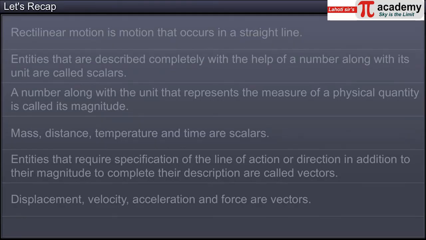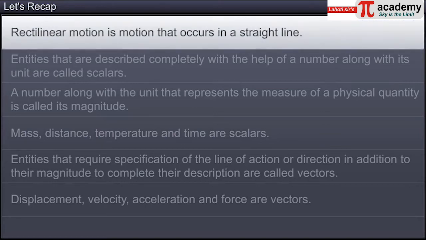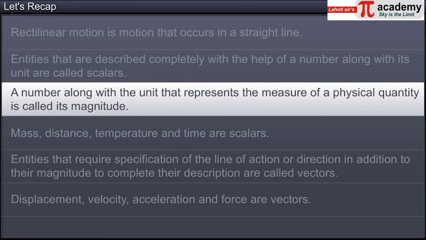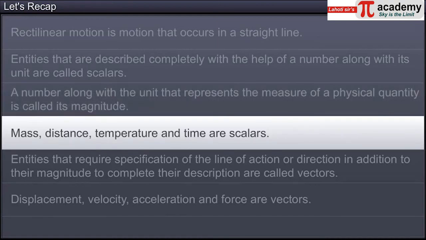You have now reached the end of this module. In this module, you learned that rectilinear motion is motion that occurs in a straight line. Entities that are described completely with the help of a number along with its unit are called scalars. A number along with a unit that represents the measure of a physical quantity is called its magnitude. Mass, distance, temperature, and time are scalars.